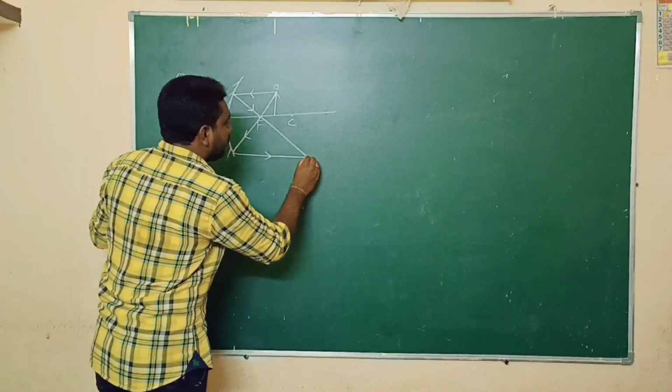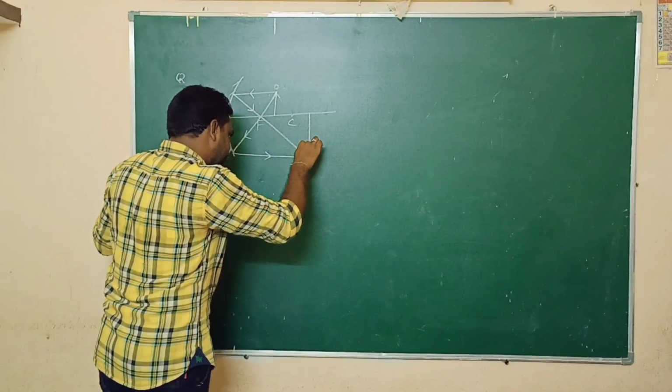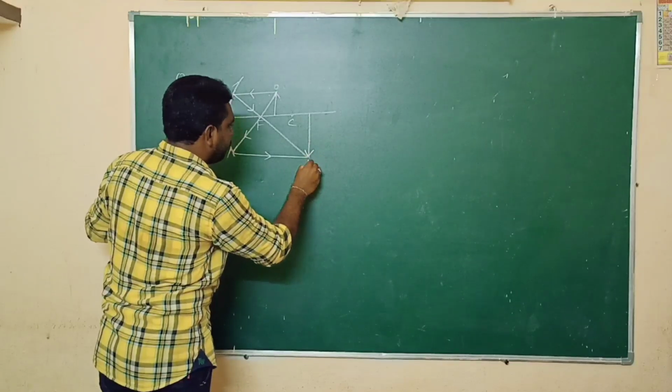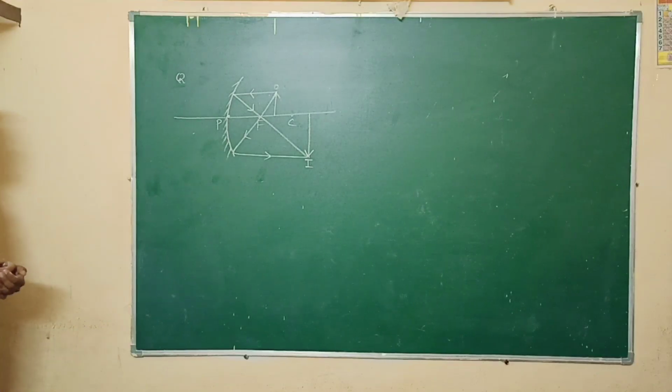Next they are going to converge at this point. We just need to draw one straight line from the principal axis. So here this arrow indicates the image. You should simply keep I. So in this way we have to complete the ray diagrams.